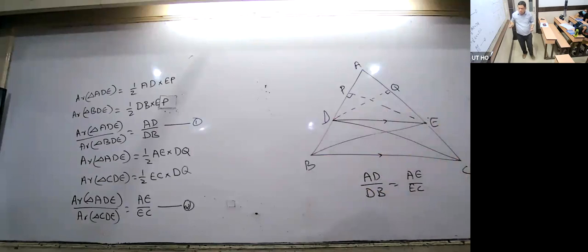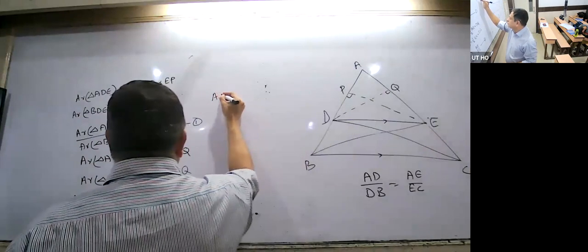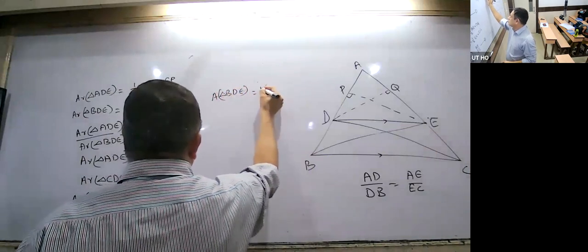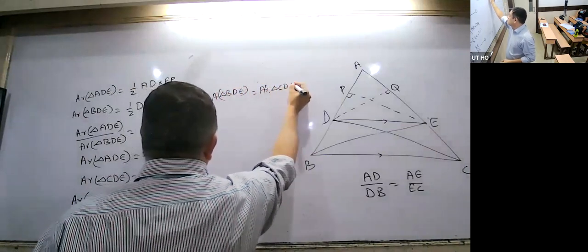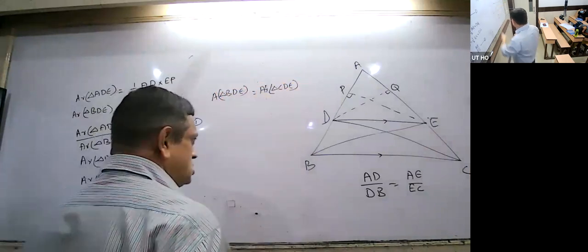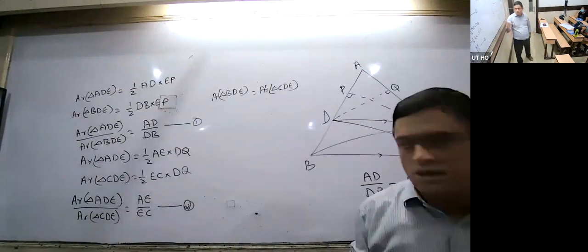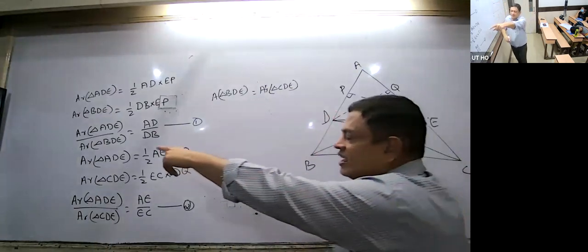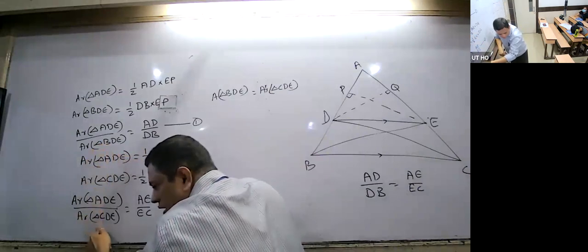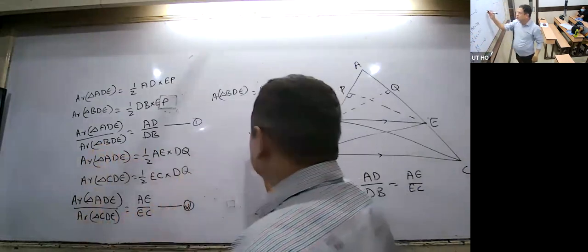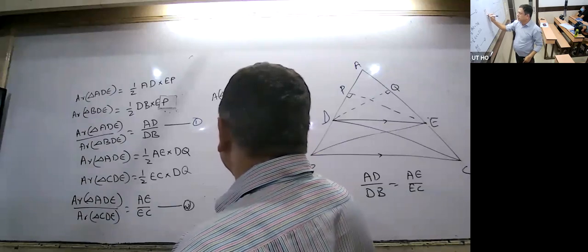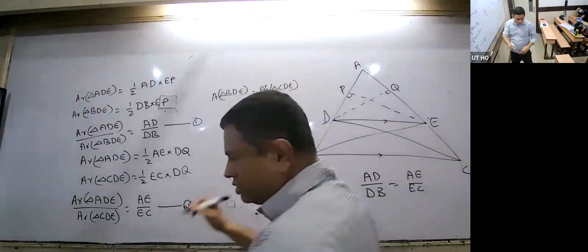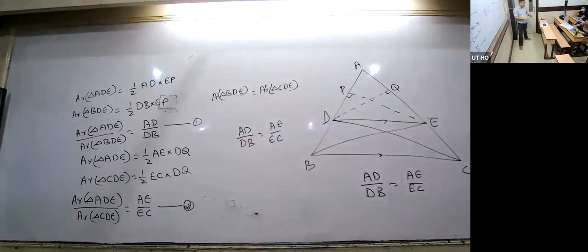Yes, sir. That is the next step you will write. Area of triangle BDE is equal to area of triangle, which one? CDE. Reason: both are with the same base DE and between the same parallels, DE parallel to BC. Therefore, LHS of 1 and 2 are equal. LHS of 1 and 2 are equal means RHS is equal, hence proved: AD by DB is equal to AE by EC. Is the proof clear? Yes. All of you followed?